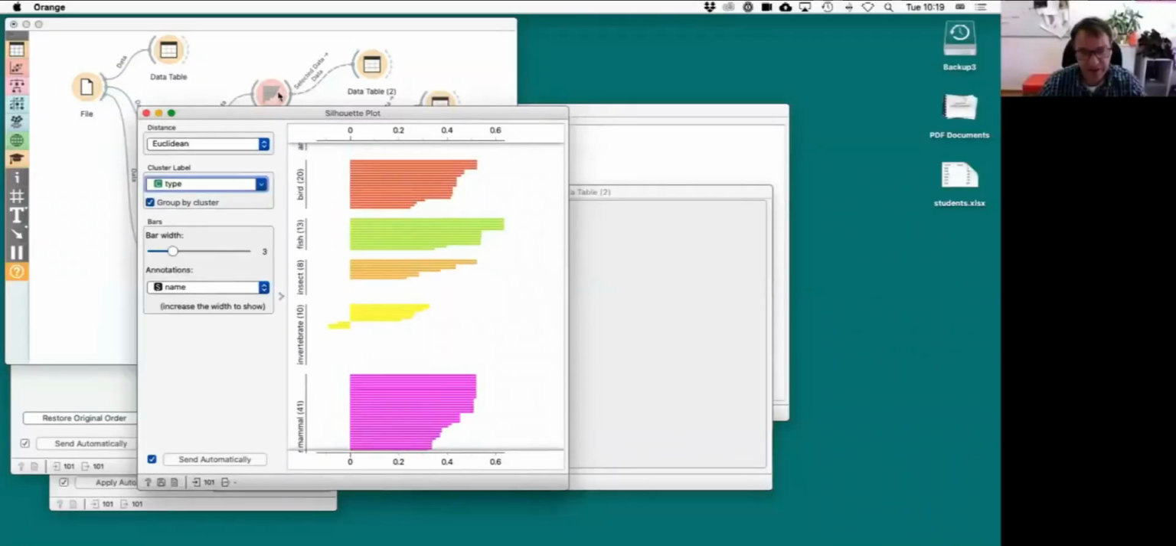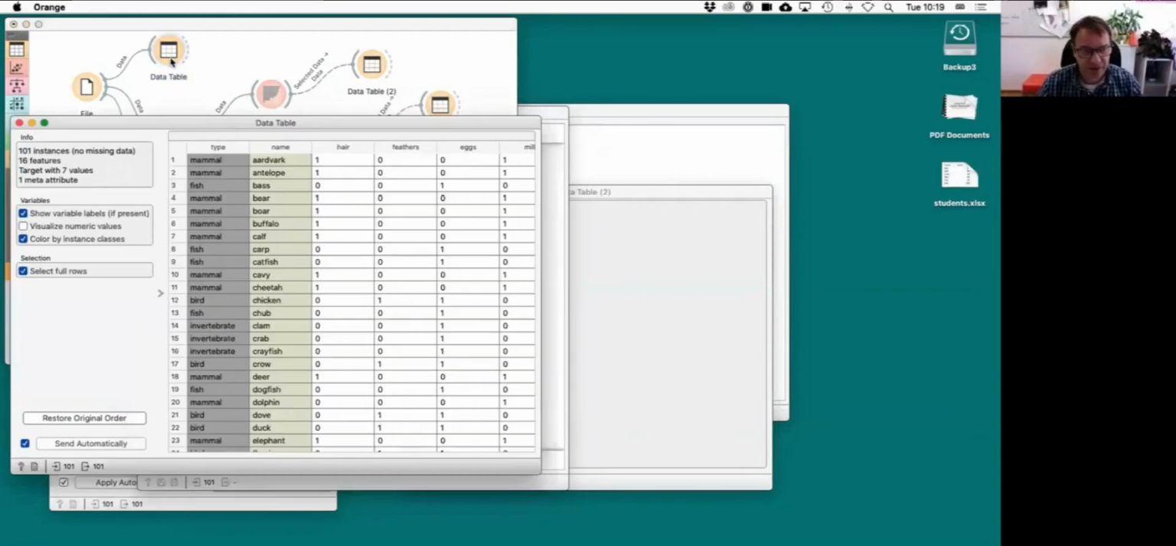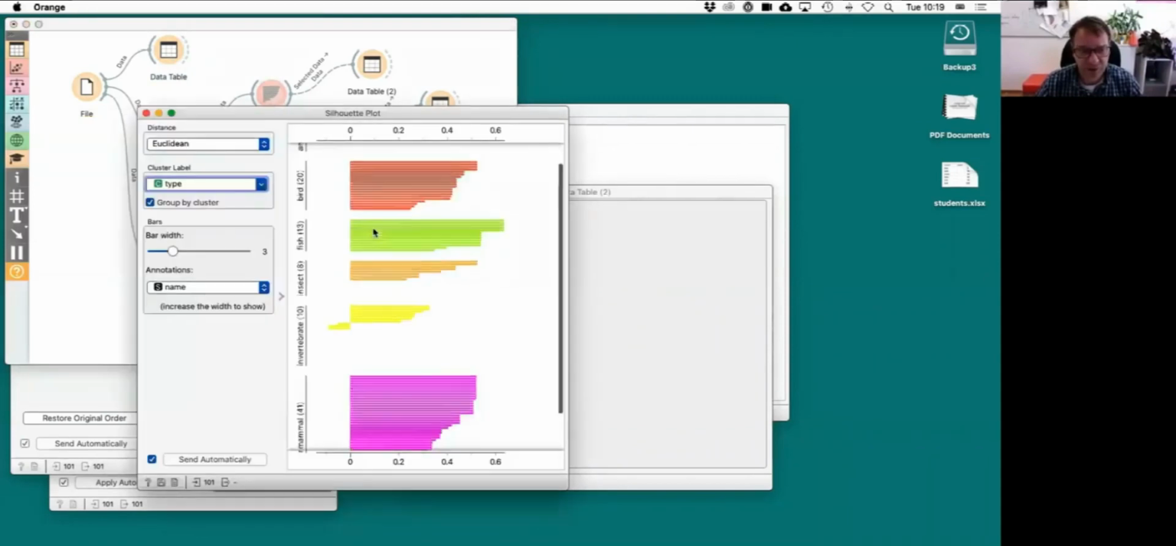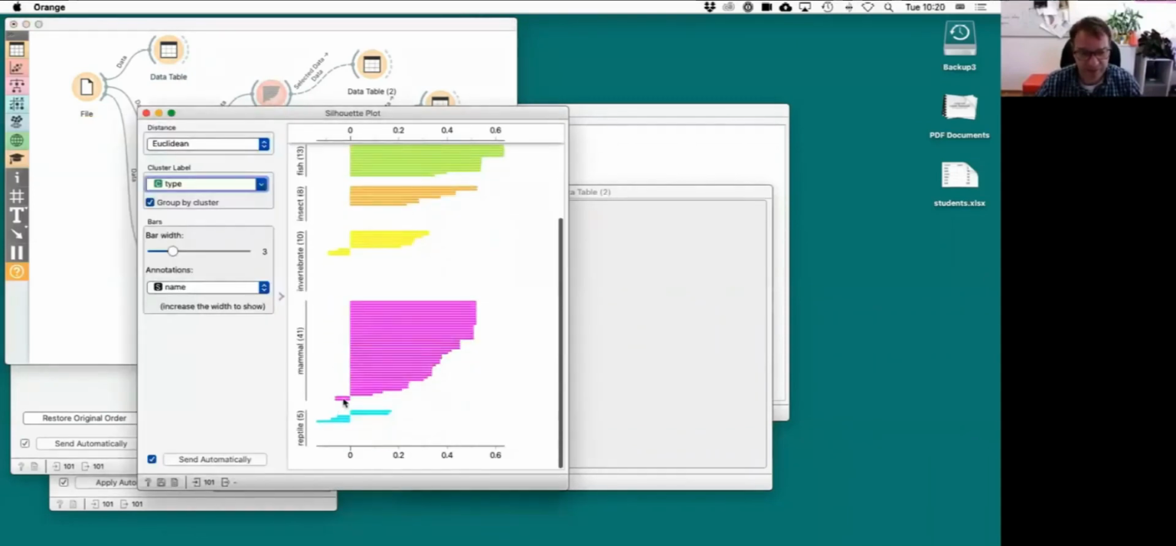So basically, it's not necessary for me to compute clusters to use the silhouette plot, right? I can use any grouping that already exists in the data. For this zoo data set, such a grouping is the type of the animal. And here I see in the silhouette plots there are some negative silhouettes.